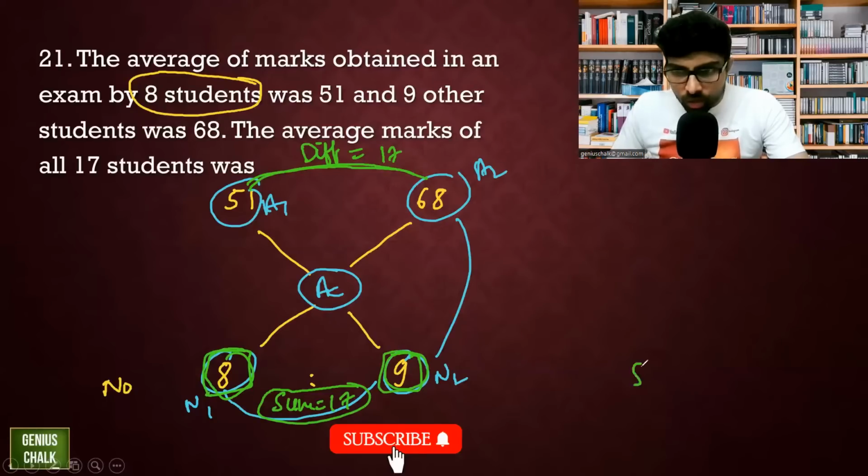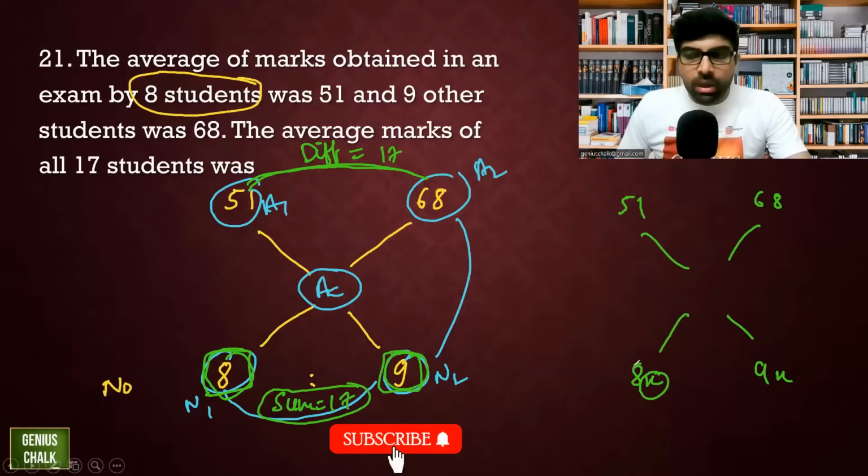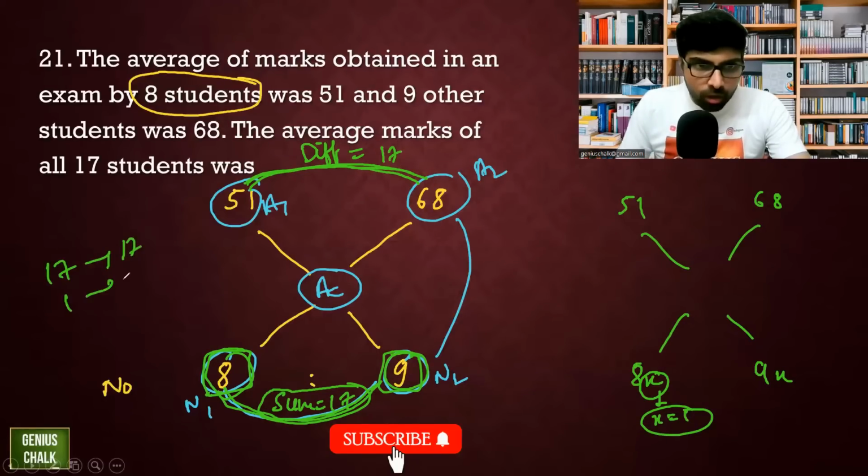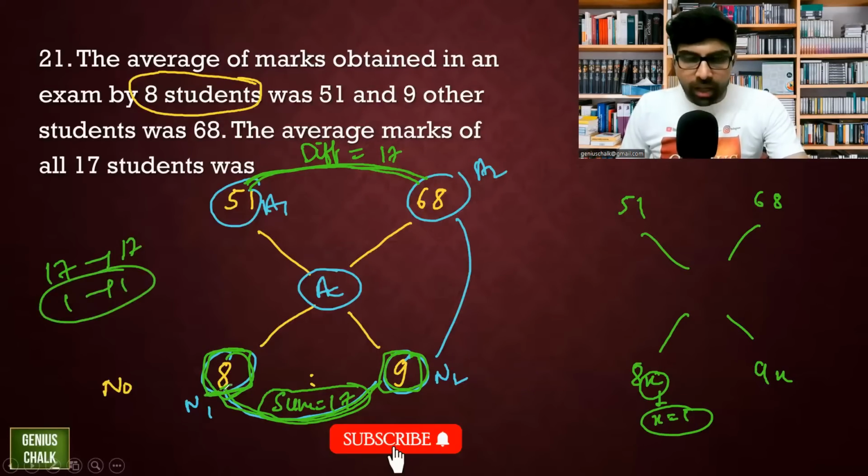Means the point is, the ratio is actually 8x and 9x, till we don't know the value of x. And this is 51, this is 68. So if I know the value of x, then my question is very, very easy, right? So here, if the sum of these ratios is the same as the difference of the above numbers, then this x value is actually 1, right? It is saying that 17 value is equal to above 17. So 1 value equals 1. That means 8x value, where x is also 1. So x value is 1.